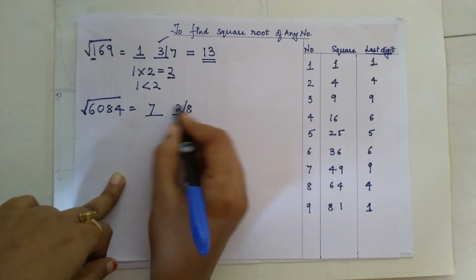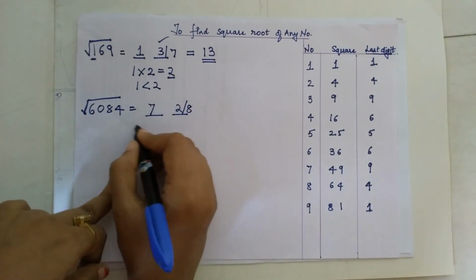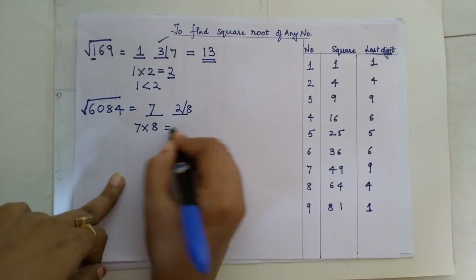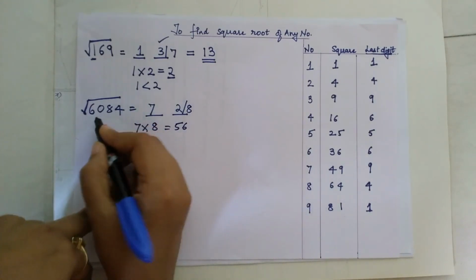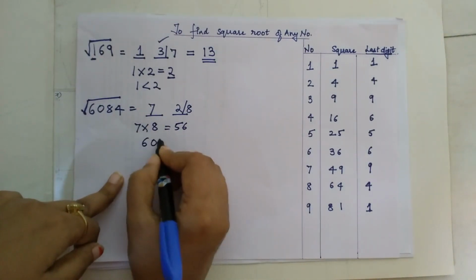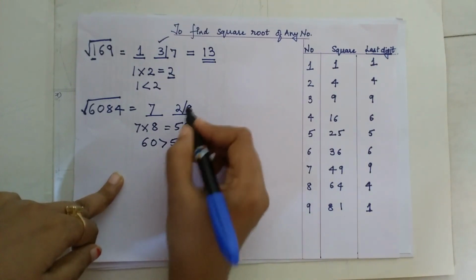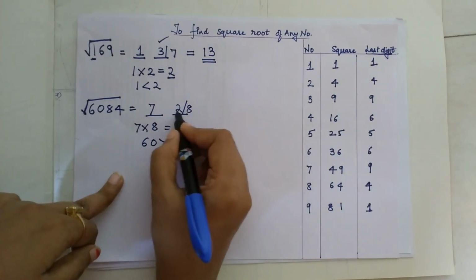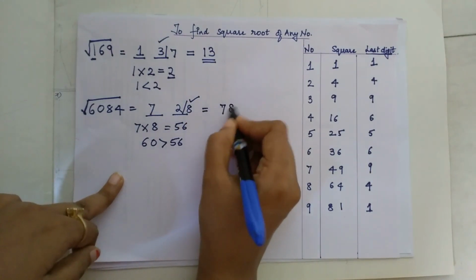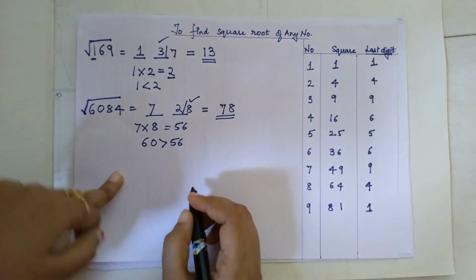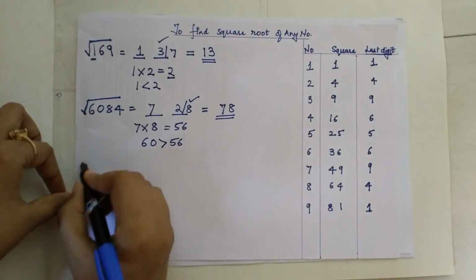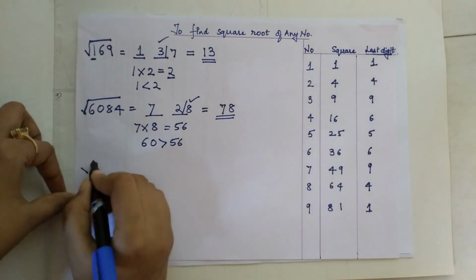And to check for my last digit, we multiply 7 with the next consecutive number, that is 7 into 8, that gives us 56. And then 60 is then compared with this 56. So we can say that 60 is greater than 56. So we will take the greater number out of the two. Therefore, my final answer now becomes 78. Students, you can cross verify. The square of 78 is 6084. Now, let's try for another one.